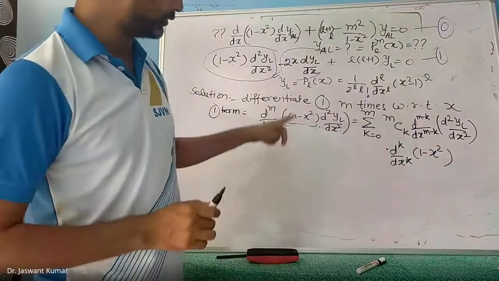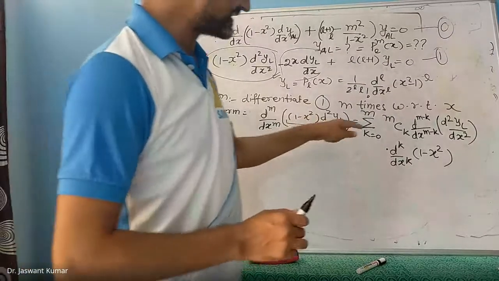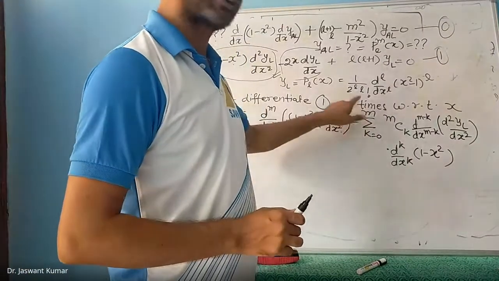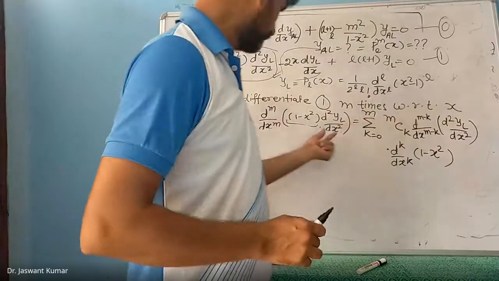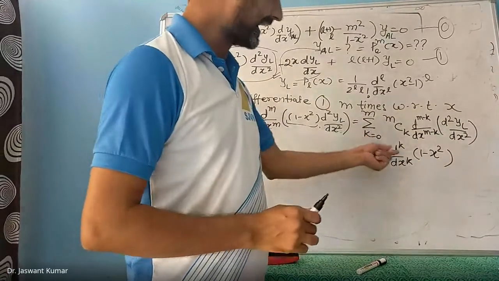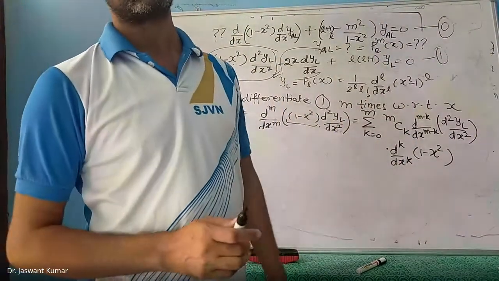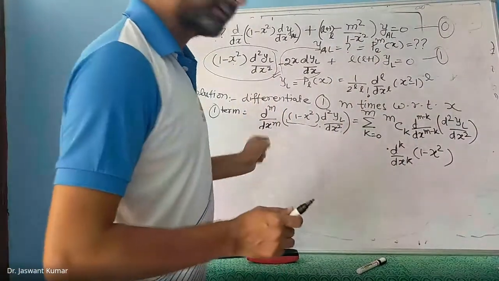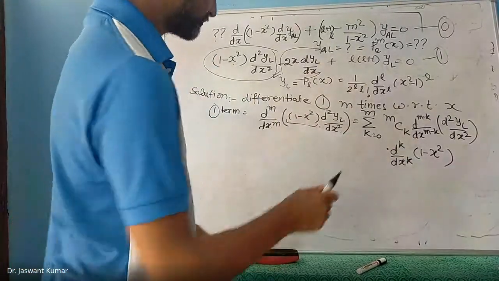d^m/dx^m of (1 minus x square) d2yl/dx2 we write as summation k going from 0 to m, mCk d^(m-k)/dx^(m-k) of d2yl/dx2 times d^k/dx^k of (1 minus x square). Yes, solve this. Now our job is to get all these m terms from here. So let us do it.